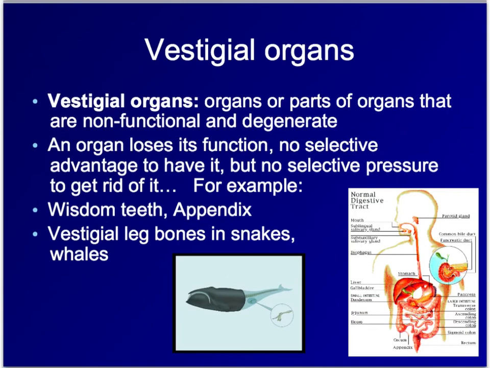But at the same time, in order for there to be a vestigial organ, it also can't have any sort of selective pressure to get rid of it. So in humans, some examples are wisdom teeth and your appendix. Your appendix is a small part or a small organ, and your wisdom teeth are the teeth in the back of your jaw.